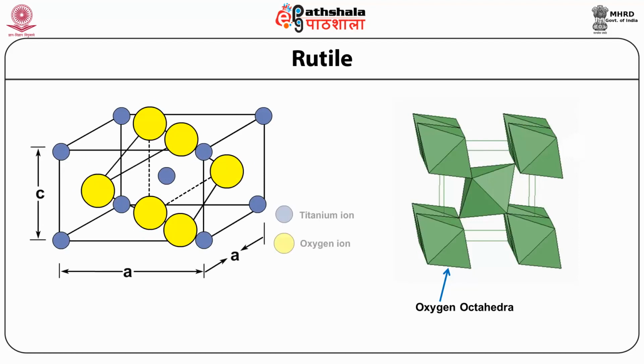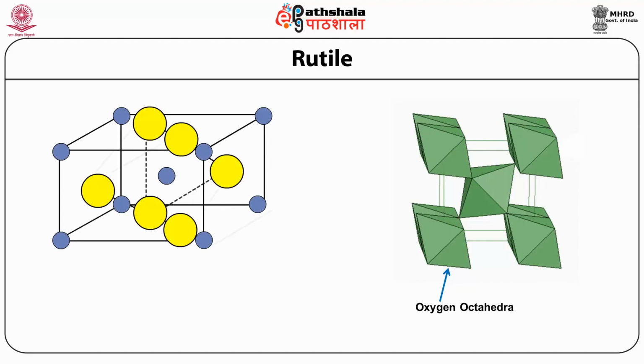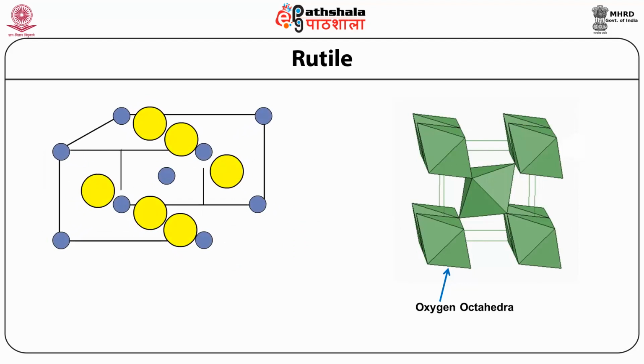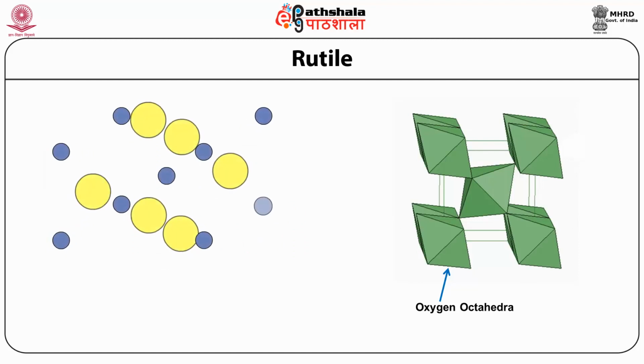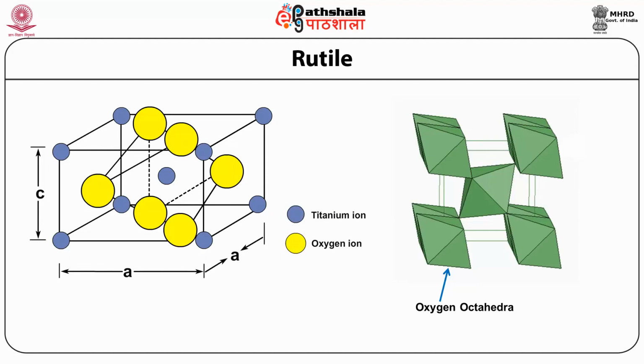In the present case, the titanium cations have a coordination number of 6, meaning that they are surrounded by an octahedron of 6 oxygen atoms. The oxygen anions have a coordination number of 3, resulting in a trigonal planar coordination. Rutile also shows a skew axis when its octahedra are viewed sequentially. So you can see on the right hand side the oxygen octahedra.